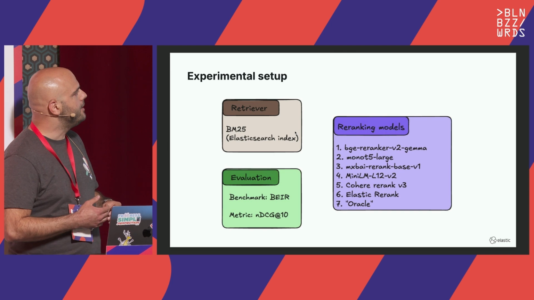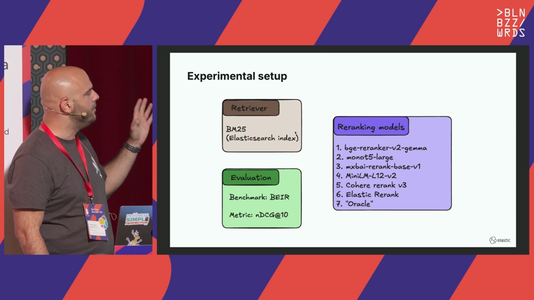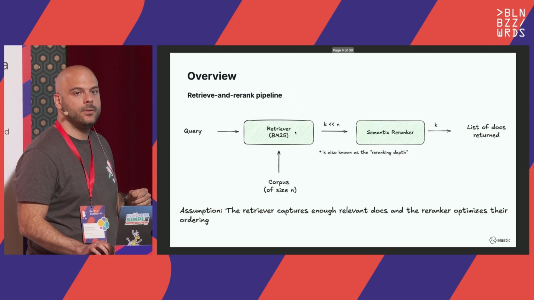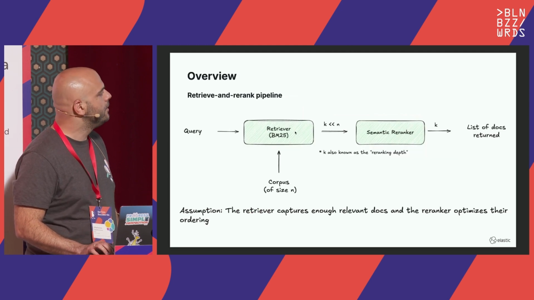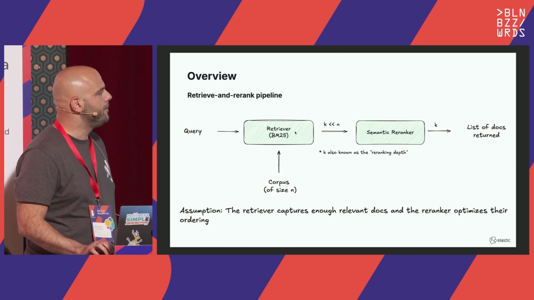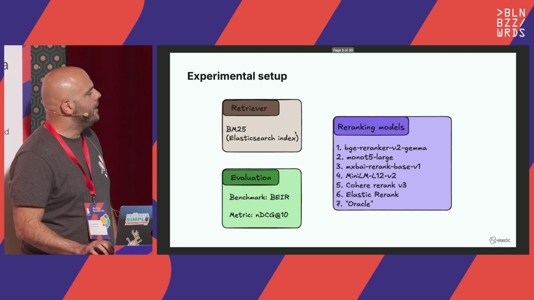Here is the experimental setup. We have the retriever, which is BM25, and Shouldn't there be a line between query and reranker also? Isn't the query an input to the reranker? Yeah, but I'll get to that later. I mean, I have a slide for that, yeah.